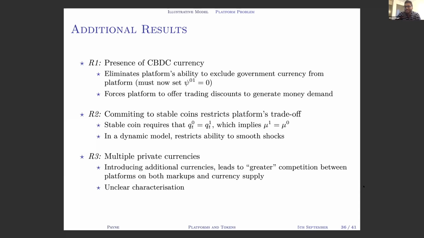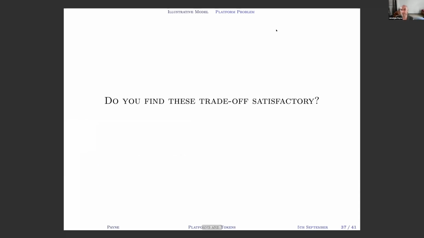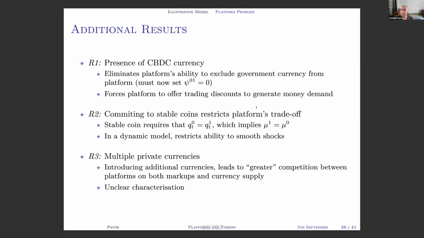So I think I was going to say that when I ask, is this satisfactory? A lot of people want to issue stable coins. Yeah. So I think you might feel there's something missing here, because at the moment stable coins just look like a bad idea. And so I think the question is, well, what's missing that would make stable coins look better?